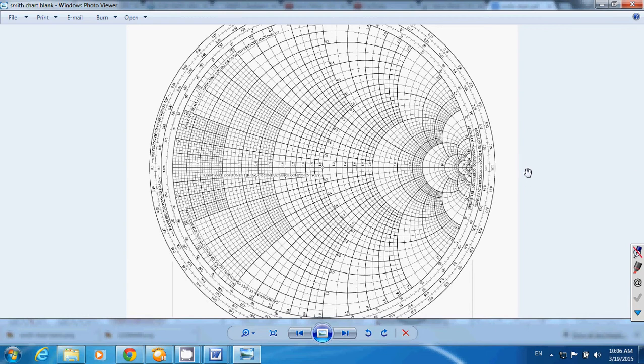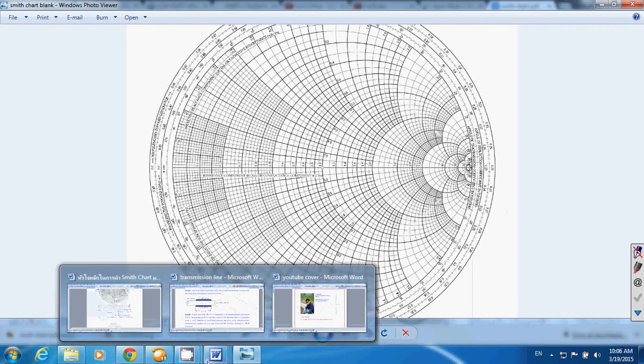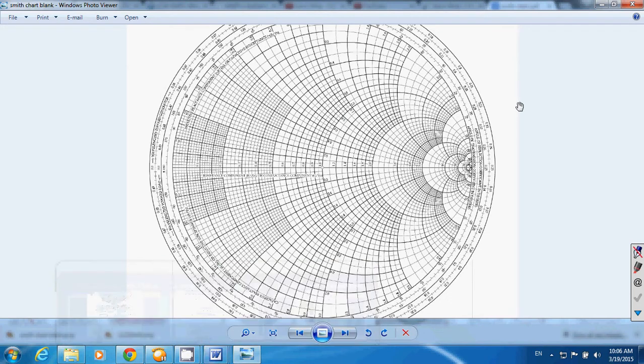Before we get started, let's get back to the transmission line so you have a better picture. What I'm going to do is show you an example of how to use the Smith chart first, and then come back to explain how they came up with the Smith chart and what applications you can use to solve transmission line problems.